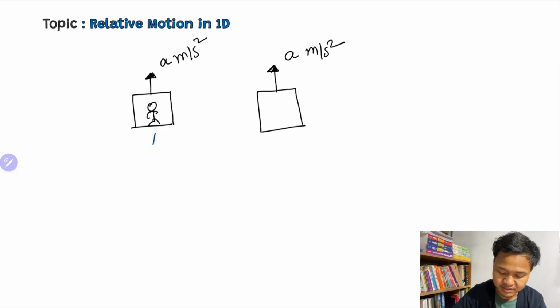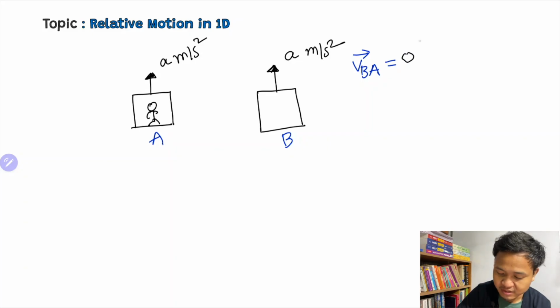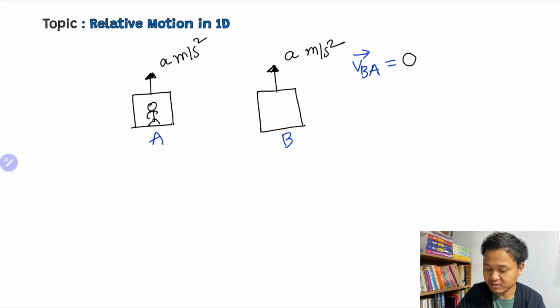Let's say lifts A and B. So that is the velocity of B with respect to you, with respect to A. Okay, because you are in A, so the velocity of B with respect to A. So what do you think this is? With respect to you, the lift will not be moving. Okay, so here velocity of the other lift with respect to you is 0.